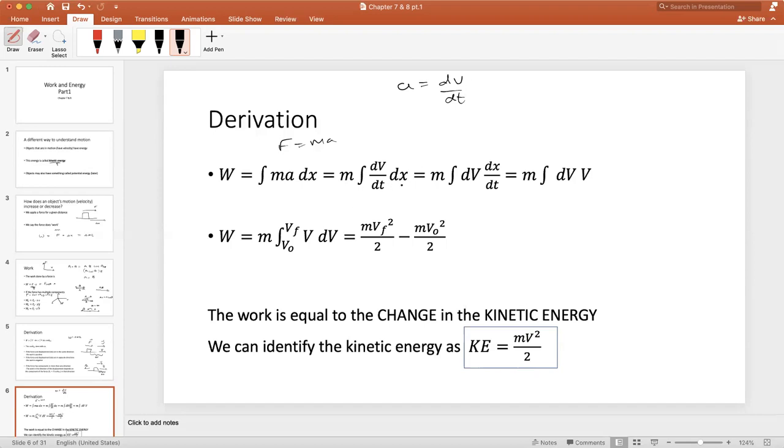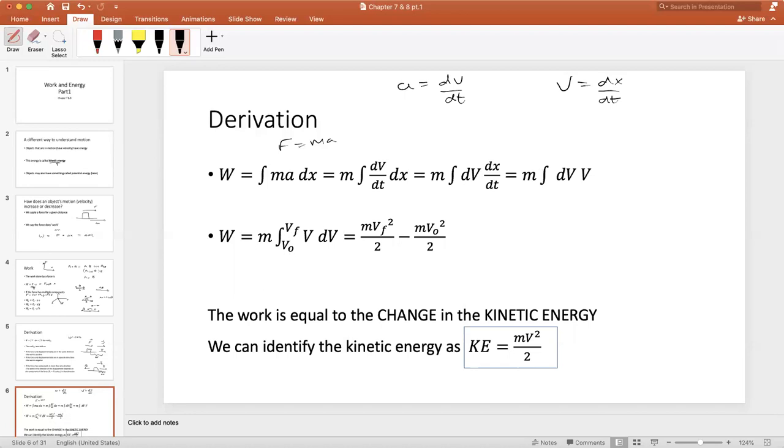Furthermore, I can move this dt under either dv or dx. And when I do that, I get this. And when I know that dx dt is actually my v, then what this gives me is m v dv, or mv dv, is my integral for the work. That integral is super easy to do.